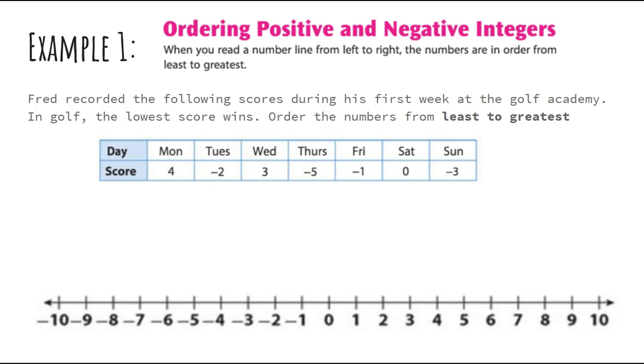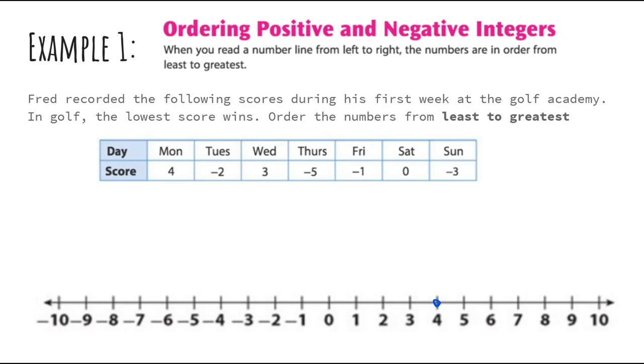For example, it says Fred recorded the following scores during his first week at the Golf Academy. In golf, the lowest score wins. Order his numbers from least to greatest. The first step to ordering from least to greatest is to take these numbers and plot them on the number line. So Monday, Fred shot a 4.